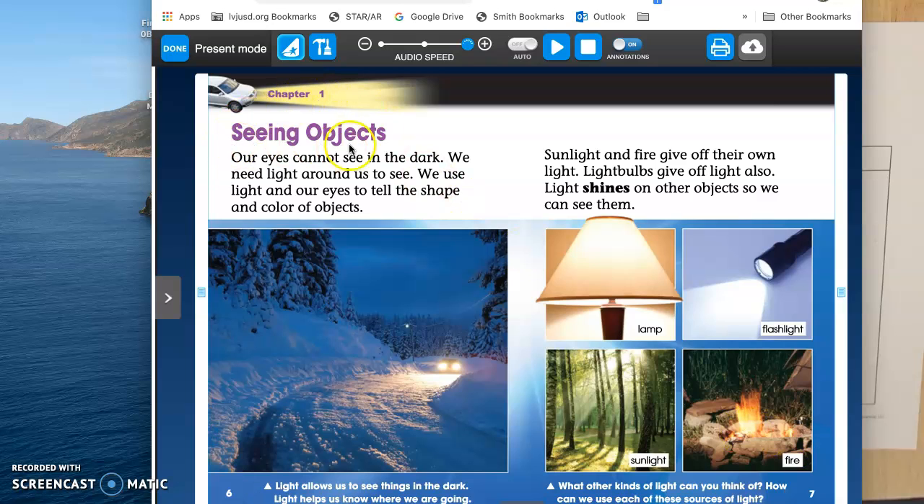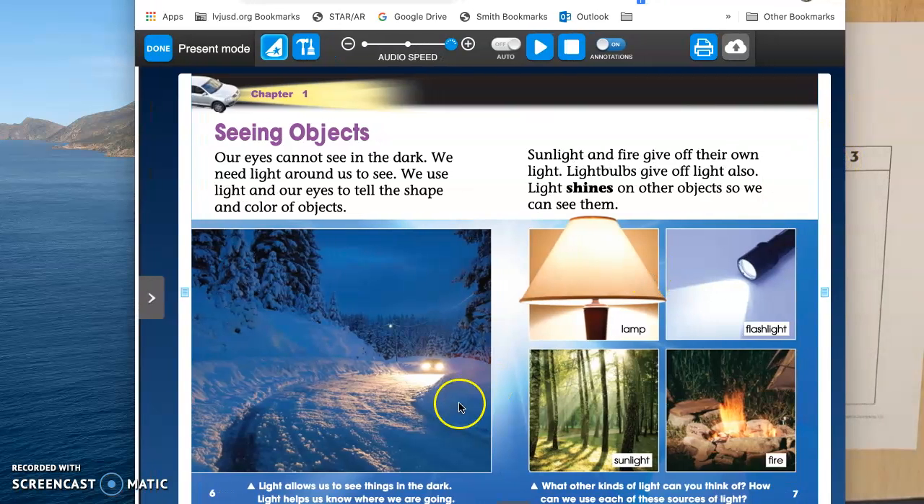Chapter 1, Seeing Objects. Our eyes cannot see in the dark. We need light around us to see. We use light and our eyes to tell the shape and color of objects. Sunlight and fire give off their own light. Light bulbs give off light also. Light shines on other objects so we can see them. Light allows us to see things in the dark. Light helps us to know where we are going.